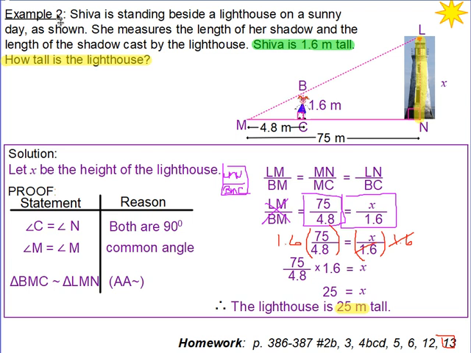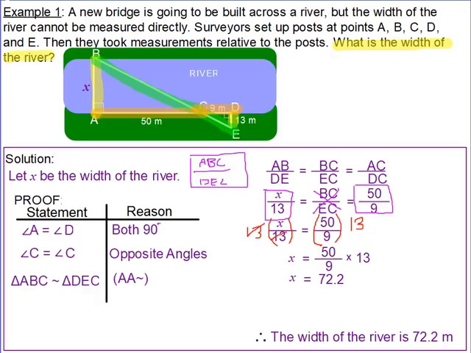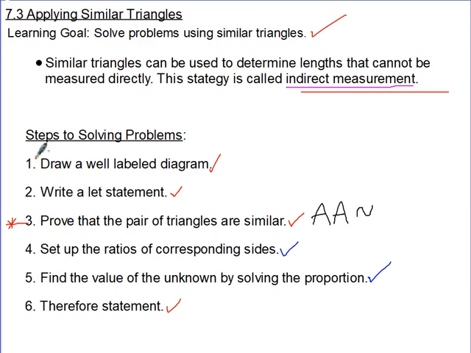Folks, if you do need anything, please let me know. Use these steps to help you. If I were you doing the homework, I would have this out in front of me all the time, and I'd use it as a guide to completing each question. And remember, proving that the pair of triangles are similar is super important, and a lot of the times, if not almost every single time, in these word problems, we're going to be using angle-angle similarity.